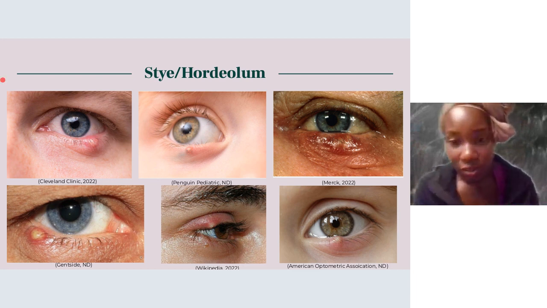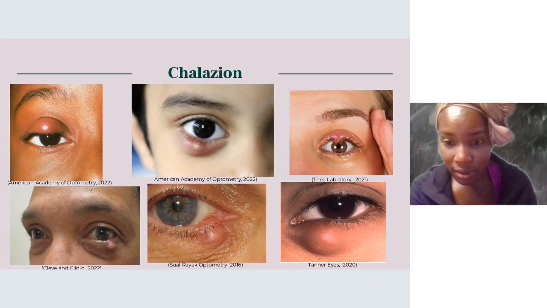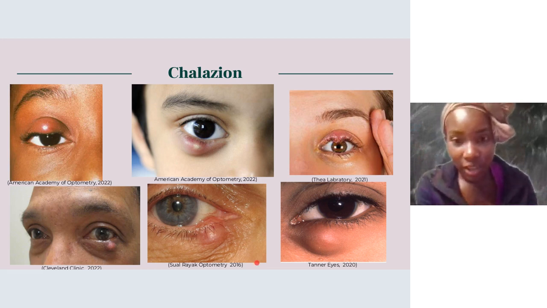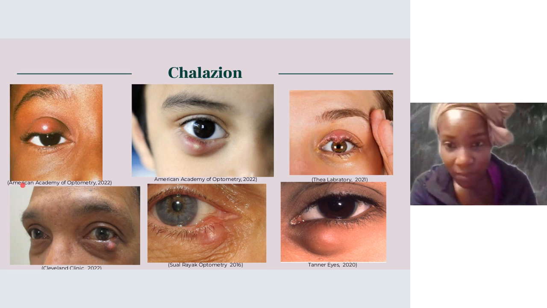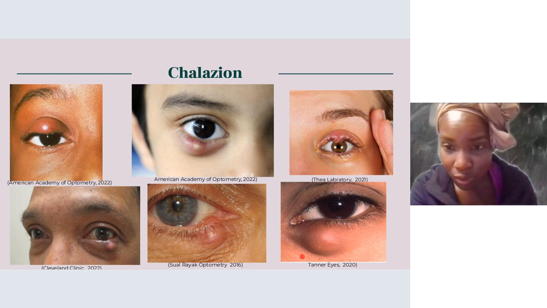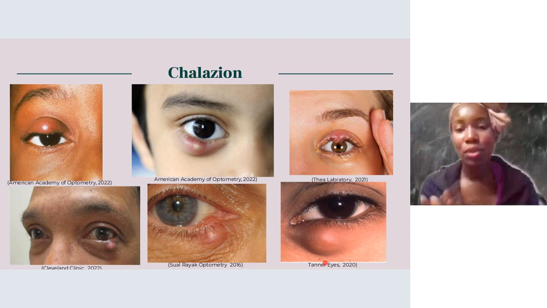So when you look at all of these, you'll see that some of them you can see the actual infection that is there. And when you look at the chalazions, you can actually see that it's a blockage. If you look at them, they look deeper and more smoothed out because it's deeper and more internal.